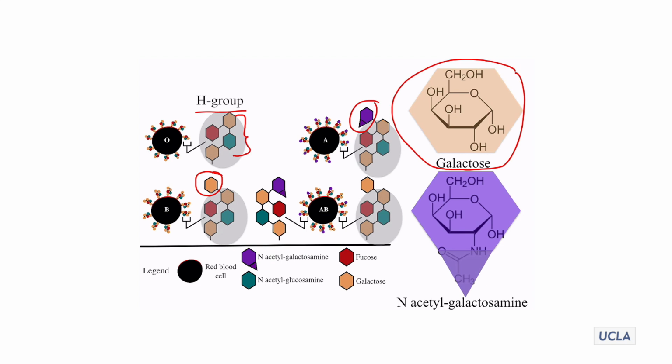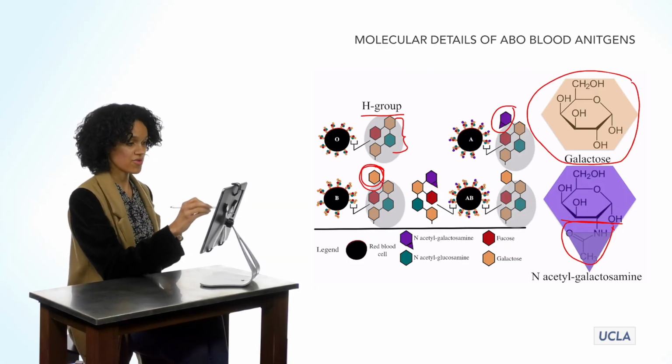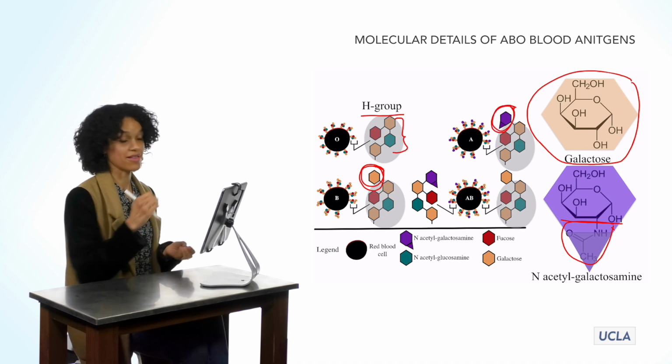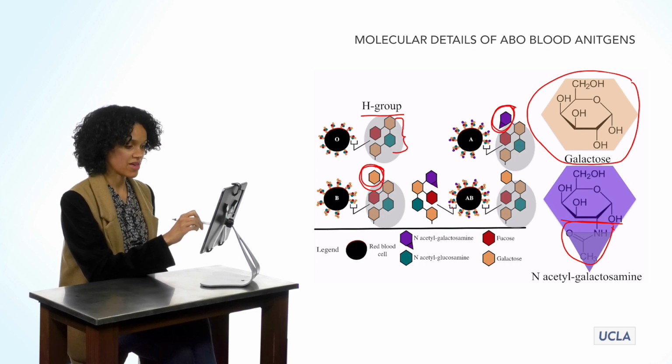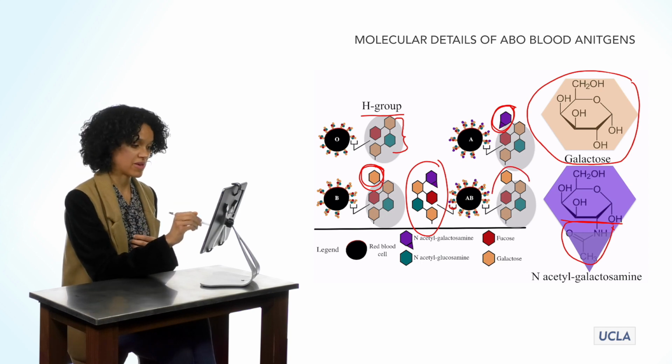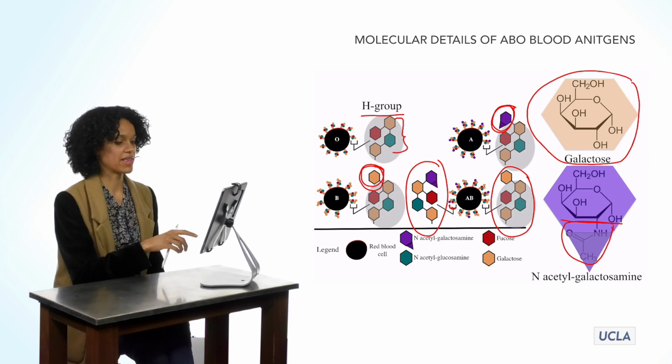Now, if you have A blood, you actually have a very similar sugar. So you can see almost all of this is the same. The only major difference is it has this extra molecular bump attached to it, and that's called N-acetyl galactosamine. So B blood has the galactose attached to the H group, whereas A blood has the N-acetyl galactosamine attached to the H group. And AB blood has both the A version and the B version, all within the same red blood cell.